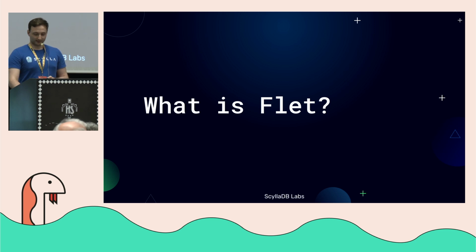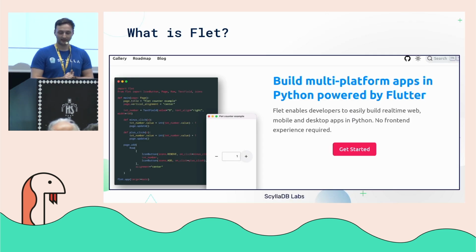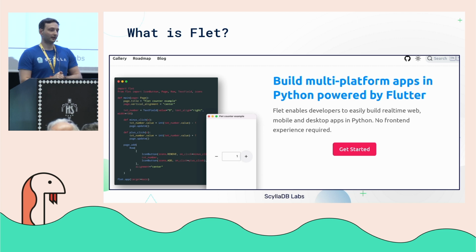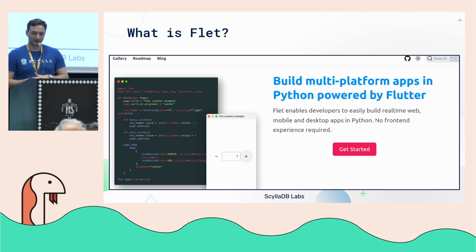So what is Flet? Flet is basically a Python library that allows you to build for different platforms. You can build websites, mobile applications, and apps for macOS, Windows, and Linux, and you still code in Python. So your core project is still in Python. They also say on the website that no front-end experience is required.